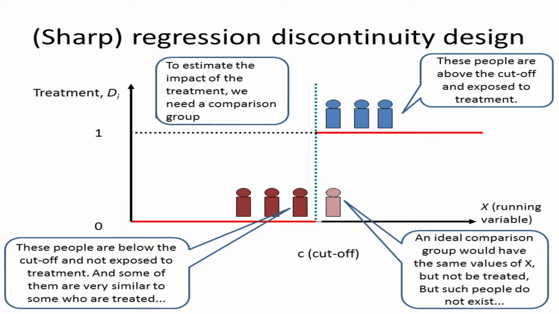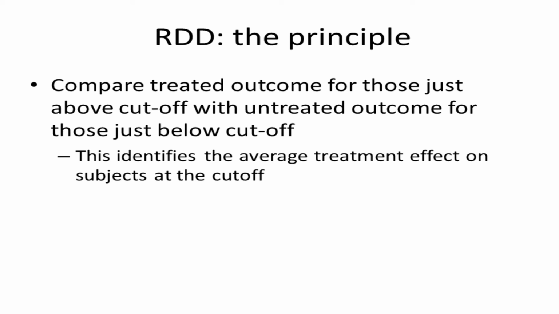Perhaps you have good reason to think that the impact of the treatment doesn't vary very much with x, in which case you've learnt something more powerful. But formally, all you've really learnt is, to use the jargon, the average treatment effect for those people who are around the cutoff.